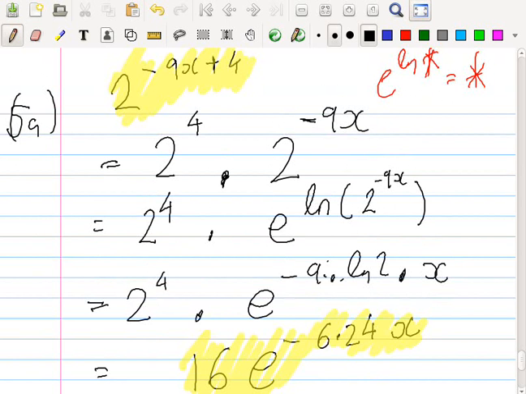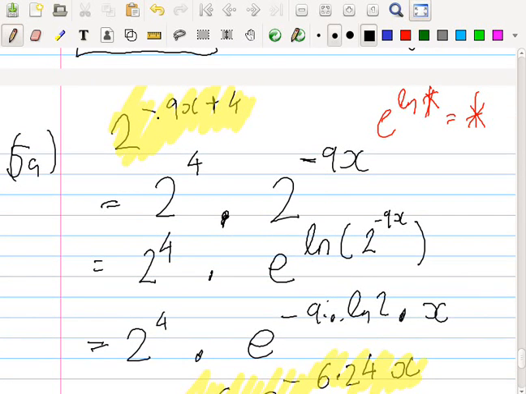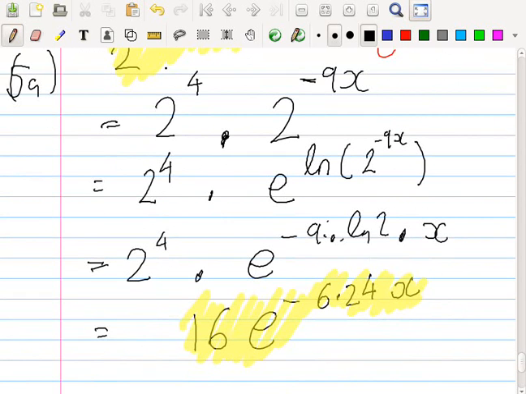Now, the reason is in calculus, we cannot find a derivative of this, but we can find the derivative of this, okay? So it's for later, for calculus. Okay, last one now, 6a.